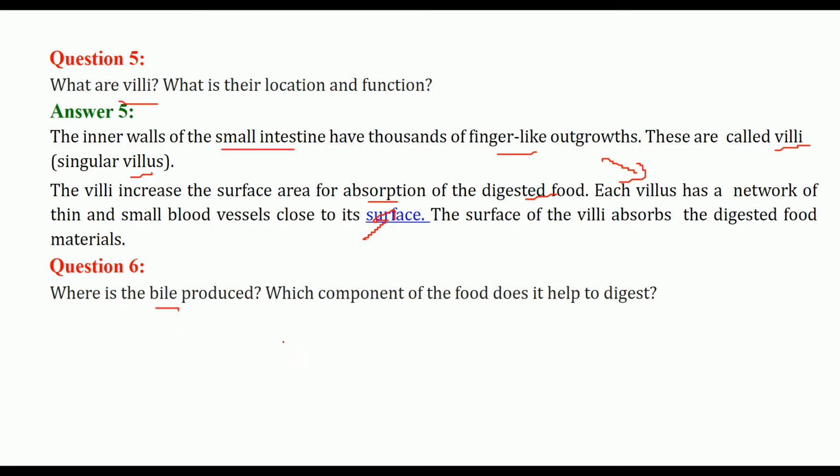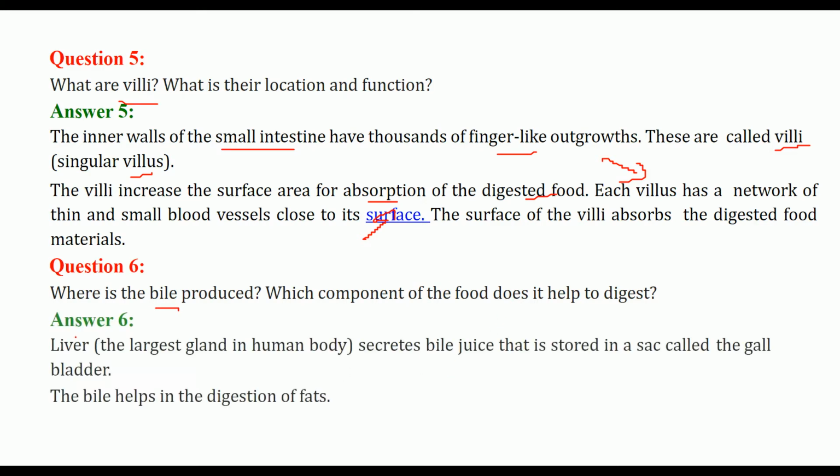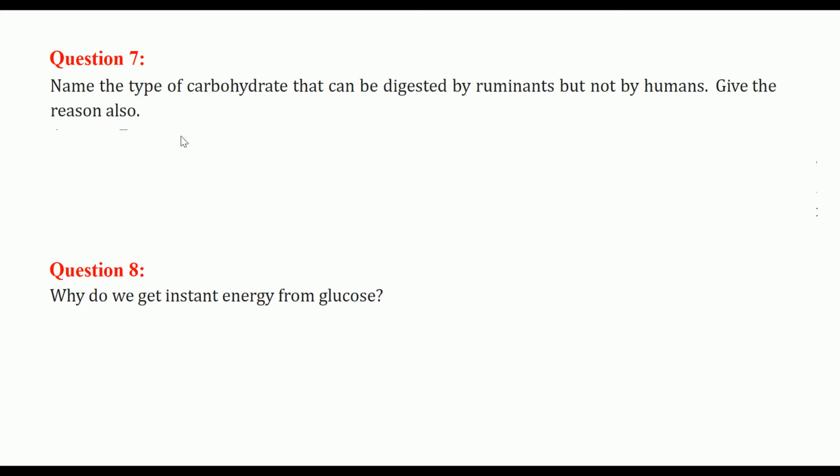Where is bile produced? Which component of food does it help to digest? The liver, which is the largest gland in the human body, secretes bile juice that is stored in a sac called the gallbladder. This bile helps in the digestion of fats.